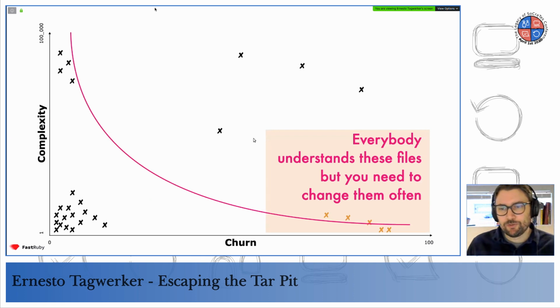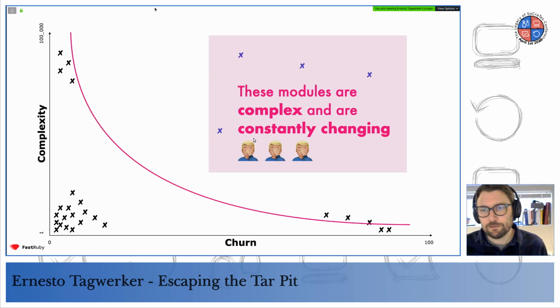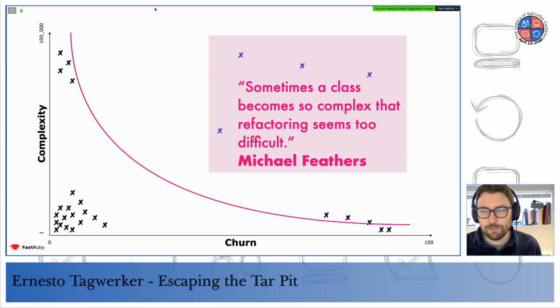In the lower right quadrant, you're going to find files that are super simple, but they keep changing. And again, these files are not your priority because you can take a look at them and quickly grasp what they're doing. It becomes interesting when you get to the upper right quadrant. You find modules that are complex and are constantly changing. And these files should be your priority in your refactor project. I like what Michael Feathers says about this. He says, sometimes a class becomes so complex that refactoring seems too difficult.